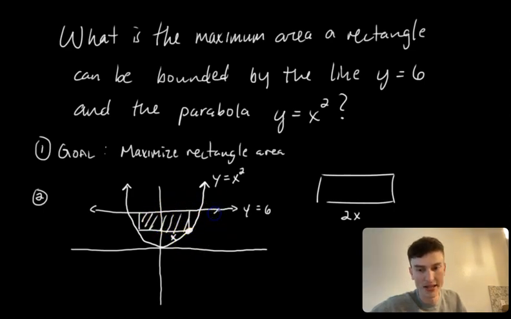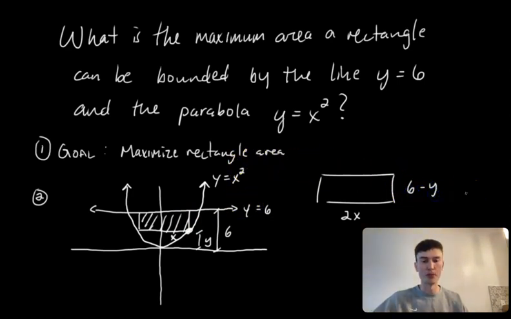Well, we know that the distance from the line all the way down to the x-axis is 6, because this line is at y equals 6. And we also know that this distance from the x-axis up into the bottom of the rectangle would just be y. So the width of the rectangle would be the difference between 6 and y, so 6 minus y.